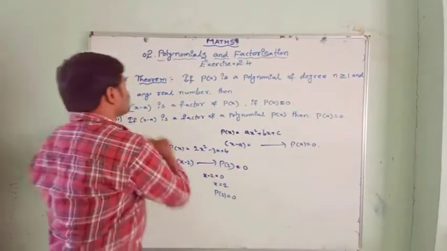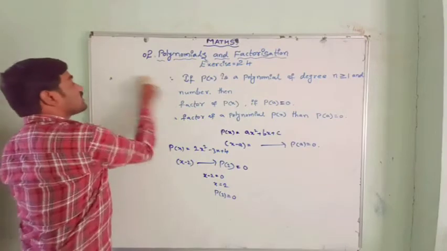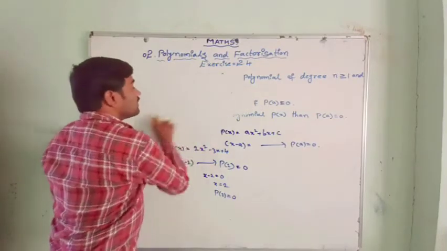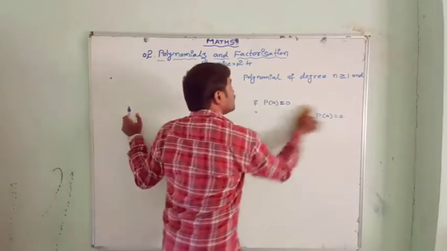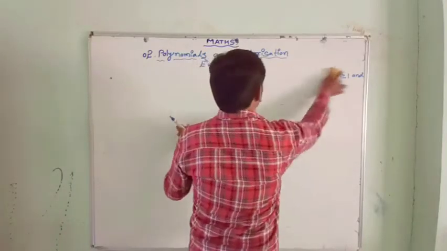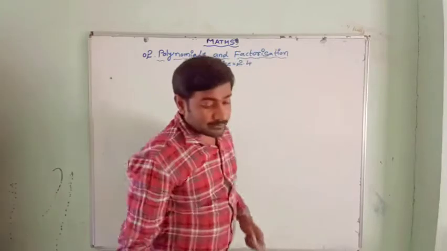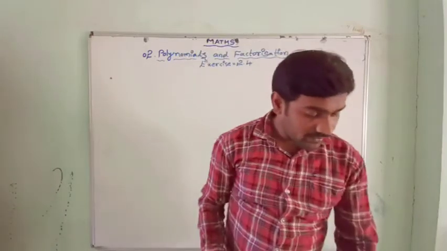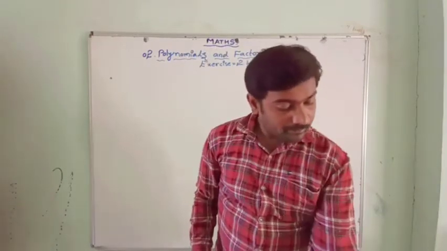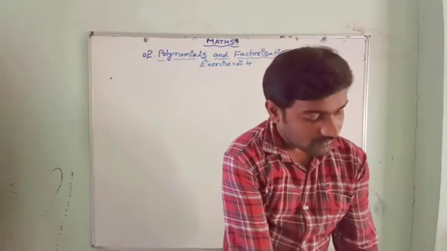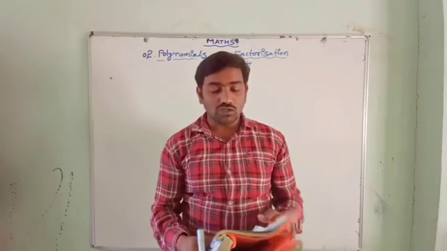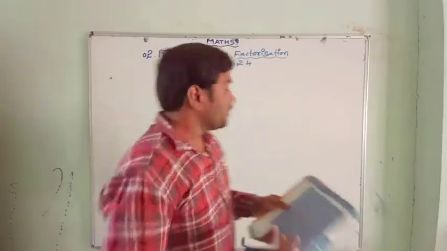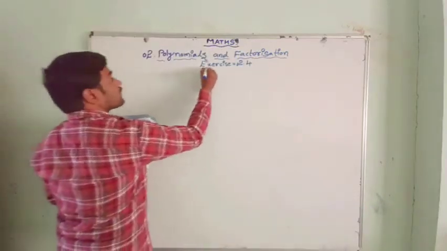Now let us do some problems based on the factor theorem, which are there in exercise 2.4. Overall, there are 10 problems in the 2.4 exercise. Let us try to solve all the problems in this video.